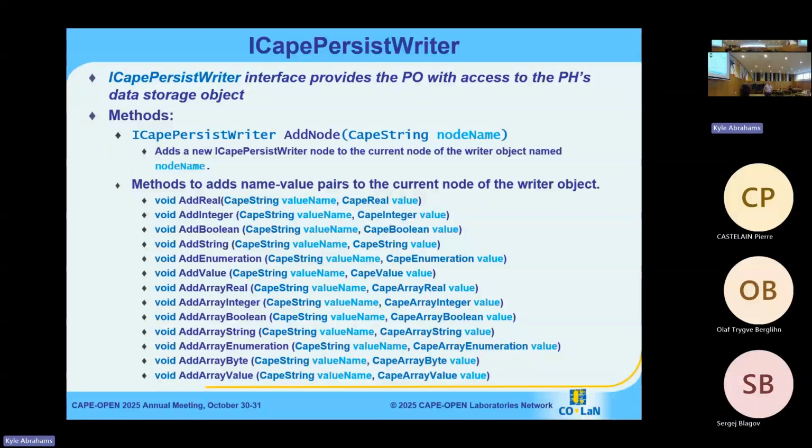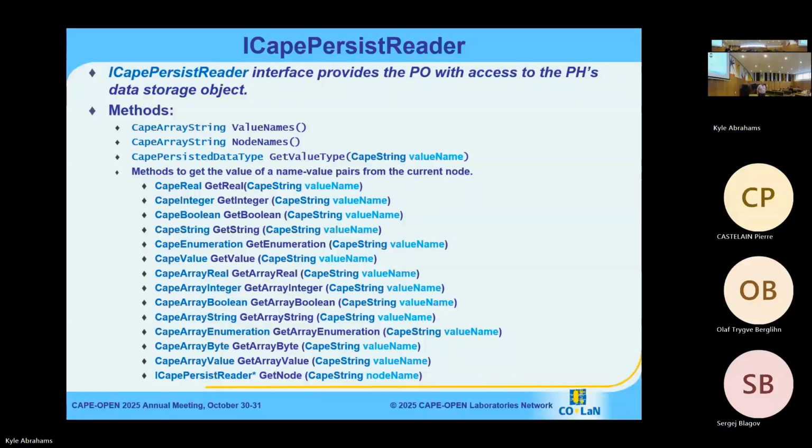The persistence writer has the ability to add a node as a method, which gets you back a node. That's a persistence writer as well. And then each of the add methods for the different Cape Open data types are provided. The reader object interface basically does the opposite. It allows you to get the values, and then it allows you to get nodes, to see what the name of the nodes are, get the type of the value that's being stored, those types of things.